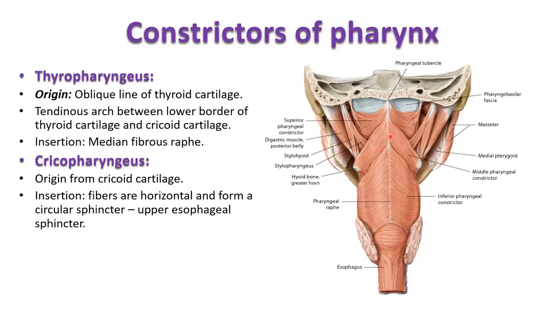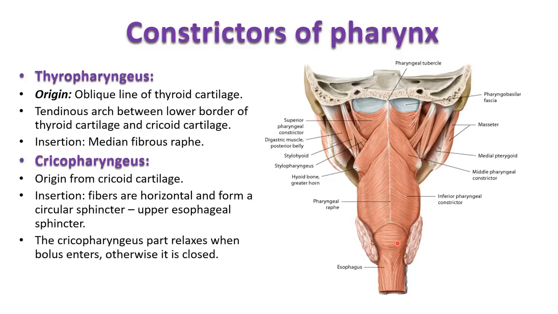The thyropharyngeus constricts or contracts only when the bolus appears, but this is the reverse in the case of the cricopharyngeus part. They are always kept closed. Only when the food enters below the thyropharyngeus does it relax to allow the food to pass to the esophagus. That is why it is more sphincteric in action. Only when the bolus enters, the cricopharyngeus part relaxes. So that is about the thyropharyngeus and the cricopharyngeus muscle.